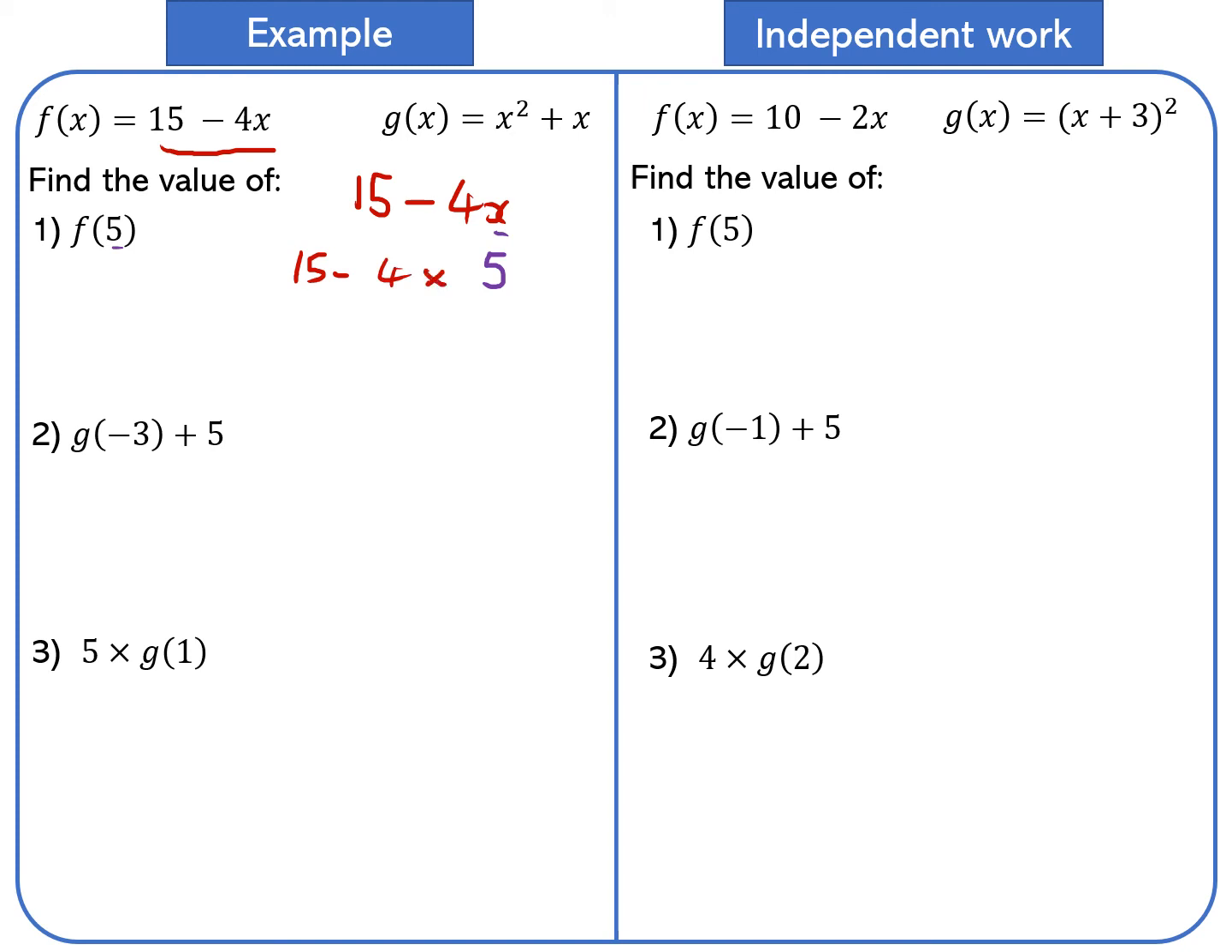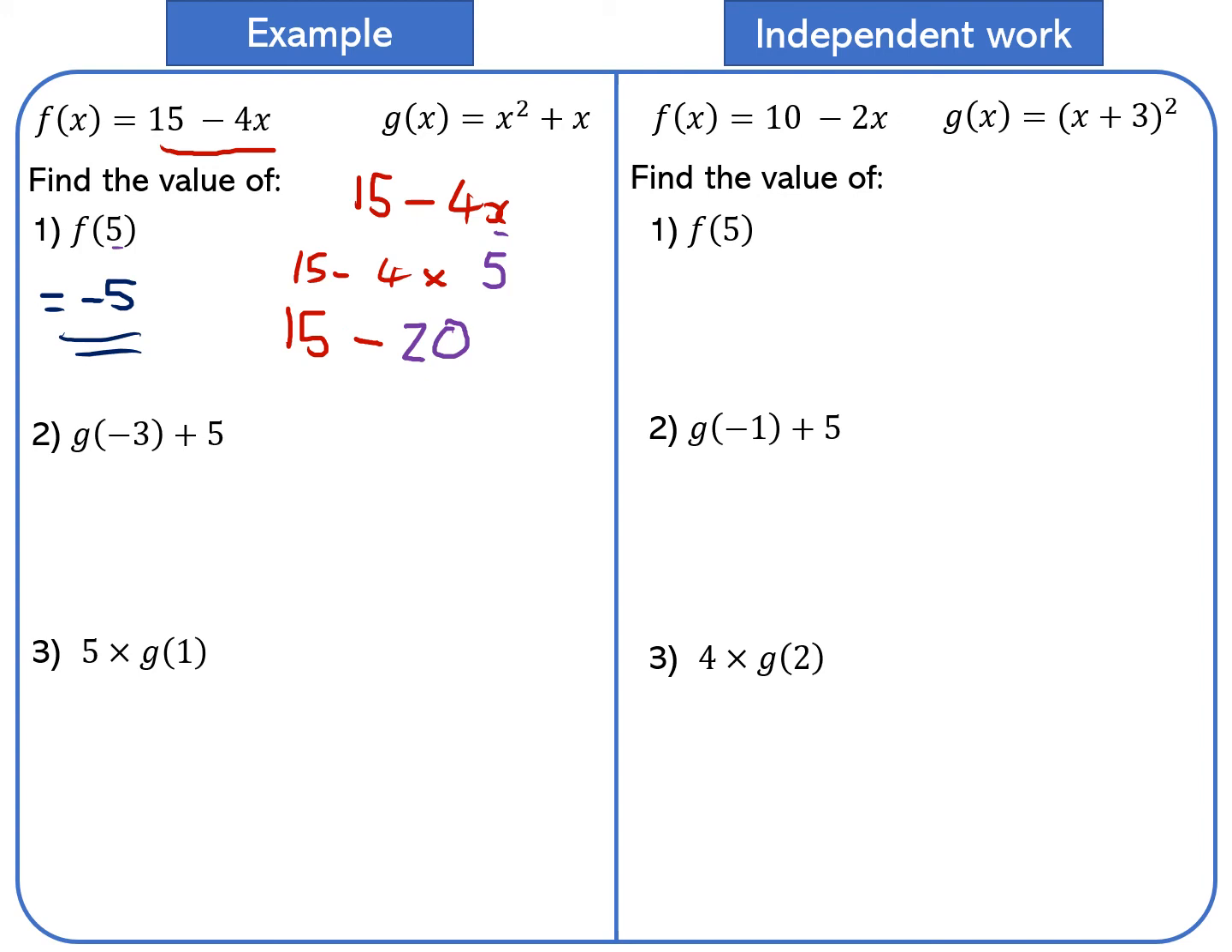So let's just do that step by step. 15 minus 4 times 5 is 20. And 15 subtract 20 gives us an answer of -5 for our first question. Notice I'm using order of operations, so I do the multiplication first. I don't do 15 minus 4.